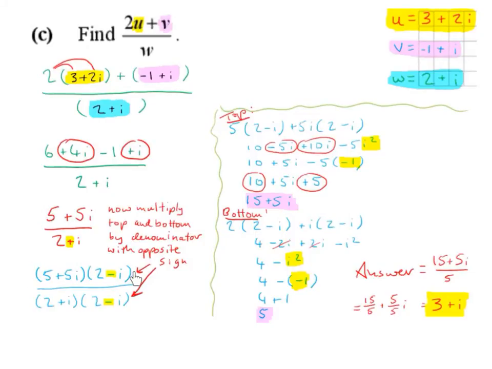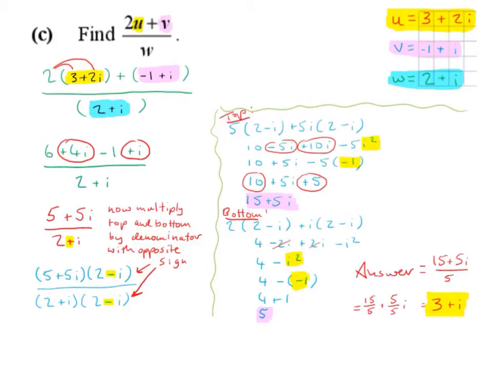5 plus 5I times 2 minus I up here. So I'm going to break open this bracket, and I'm going to have 5 multiplied by 2 minus I, and plus 5I multiplied by 2 minus I. 5 by 2 is 10. 5 by minus I is minus 5I. 5I by 2 is plus 10I. 5I by minus I is minus 5I squared.